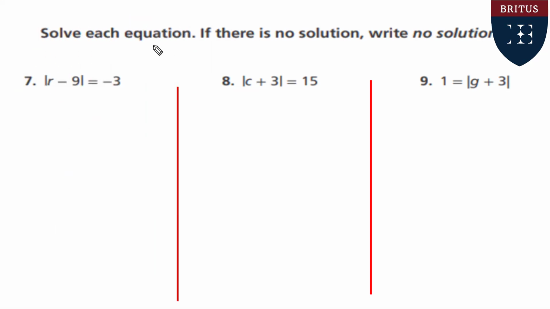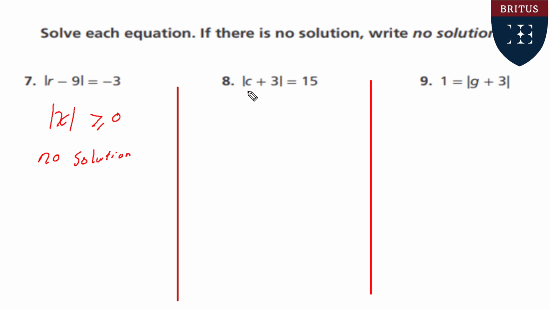Solve each equation. Absolute value of r minus 9 is equal to negative 3. We can't solve this equation. Why, guys? Because I said absolute value of x is greater than or equal to 0. Now, the absolute value must be a non-negative number. Non-negative number means greater than or equal to 0. Now we can say that the solution of this equation is no solution.